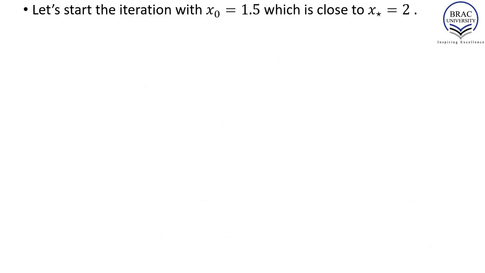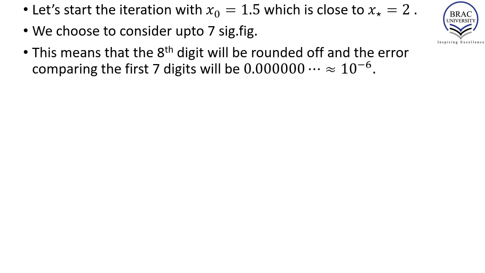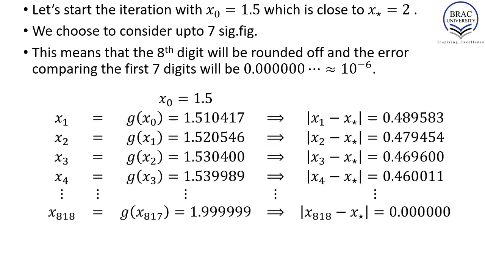So let's start the iteration with x0 equal to 1.5, which is close to the root 2. Okay, and now up to 7 significant figures we compute. Seven significant figures means that we have to match 7 digits, and error will be in the 8th digit. In other words, if you subtract and compute, the error will be within 10 to the power minus 6. That's what it means. So now let's do the calculation.